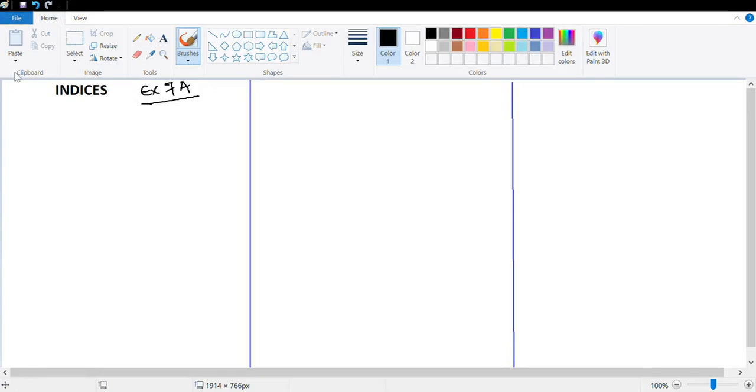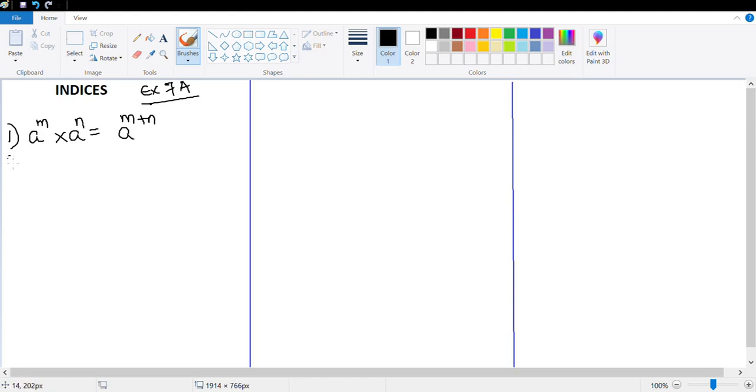Hi boys, let's start a new chapter in Indices. We've done this chapter earlier in 7th as well as 8th. So let's just revise a few properties. A to the power m multiplied with a to the power n is equal to a to the power m plus n. That's the first property.